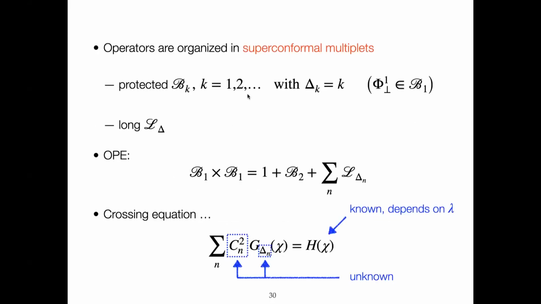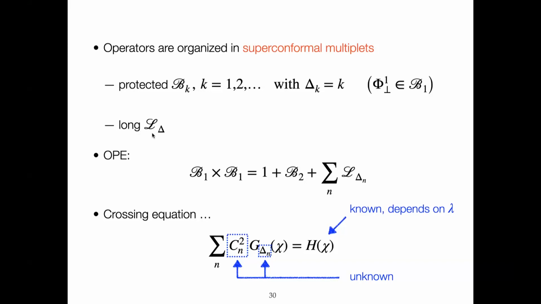Also, since I have superconformal invariance here on the defect, it's a half BPS defect, the operators can be organized in superconformal multiplets. There are some protected ones where the scaling dimensions are fixed. They don't depend on lambda. You change the 't Hooft coupling from small values to large values, and the scaling dimensions do not change. And you also have long multiplets, which are not protected, and their CFT data depend non-trivially on lambda. So a big problem is to find those CFT data as functions of lambda.